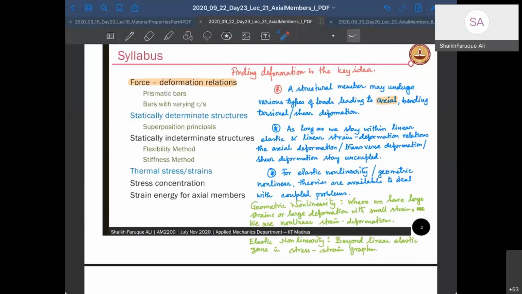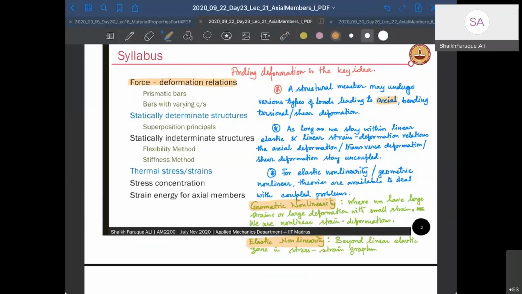Nonlinearity is generally of two types. One is called geometric nonlinearity and the other is called elastic nonlinearity. Geometric nonlinearity is nonlinearity due to large deformation. That is different from elastic nonlinearity, where the nonlinearity is due to the material being non-elastic, for example rubber, where the stress-strain relationship is nonlinear.